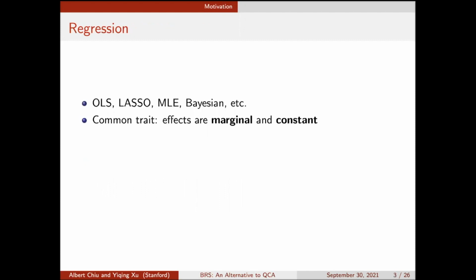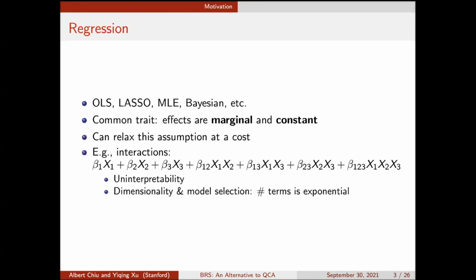But perhaps surprisingly, the most popular class of methods in political science, regression, is actually quite ill-suited for this task. Regression is a really big class of methods, but all these methods share in common the assumption that effects are marginal and constant. And so by marginal, I mean that we're focusing on just one variable at a time, holding all else equal. And by constant, I mean that we're assuming the effect doesn't depend on other variables. We can relax these assumptions, but it comes at a cost.